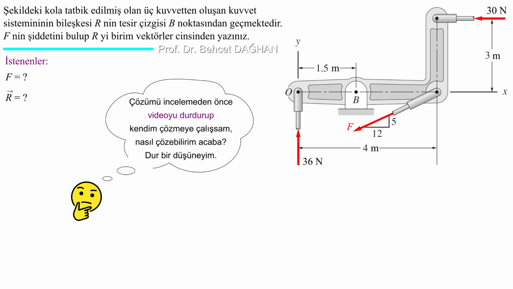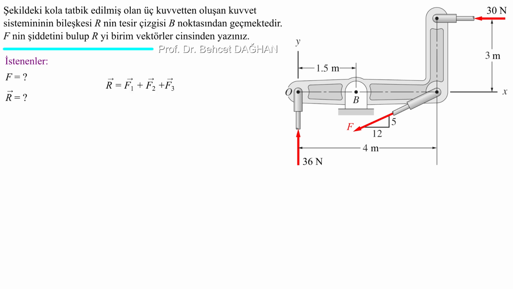Let's move on to solving the problem. We have three forces. The sum of all three of these is a force, the resultant. We call the forces we have components. We know from Varignon's theorem that the moment of the resultant about a point is equal to the sum of the moments of its components about that point.